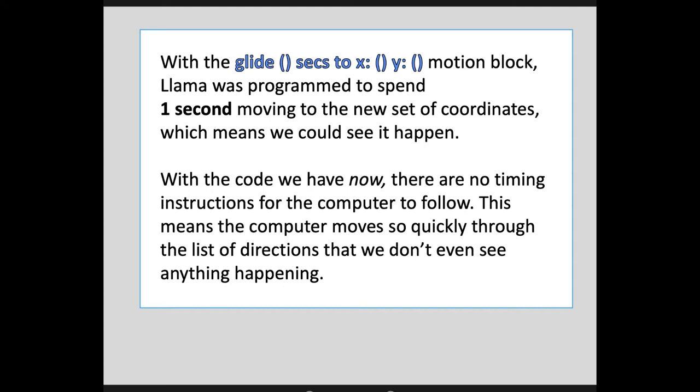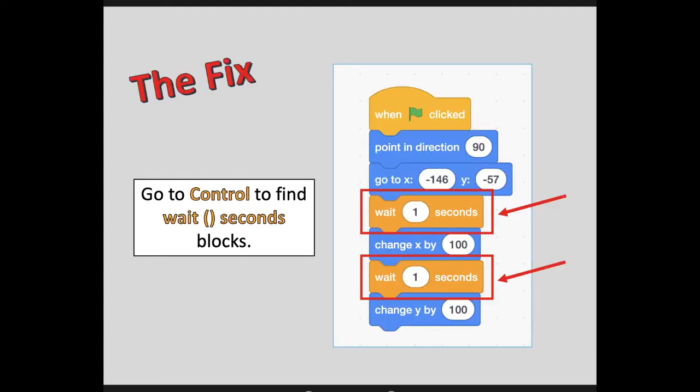This means the computer moves so quickly through that list of directions that we don't even see anything happening. It's basically instantaneous. To fix this, go to your list of control commands in your menu and find the wait seconds block. The wait will already have a 1 in the box, which means the computer will wait 1 second before moving to the next code block on the list.